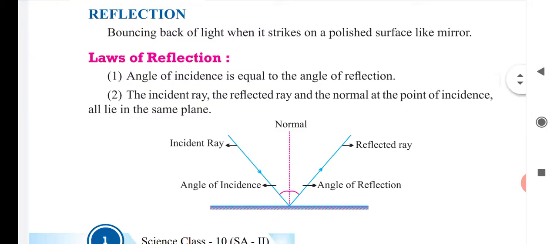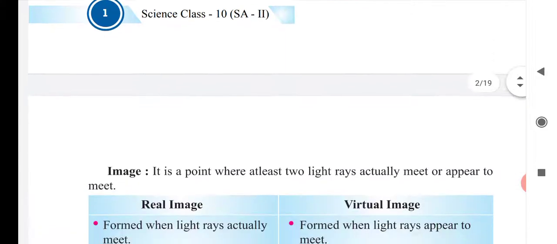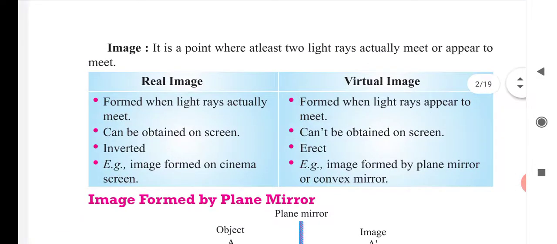Let us move on to the next concept, that is image. So what is an image? You might have heard about object and image. What is an object first? An object is nothing but something you can touch, see and feel. Take any material which you can touch, feel and see, that kind of material or thing we call an object.